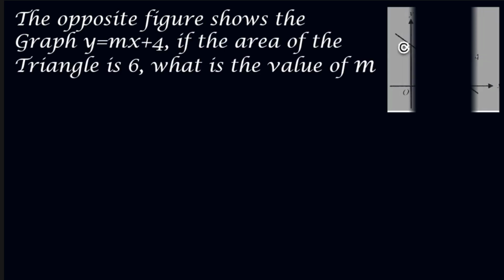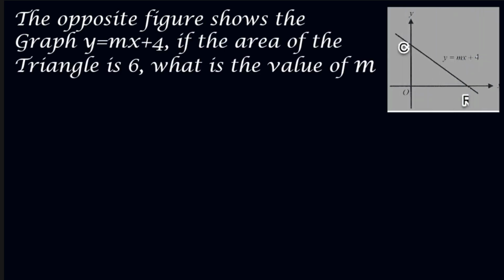Another example. We have here a figure. It's a line. Its equation equals mx plus 4, and we have 2 points, C and F, on the straight line. He said if the area of the triangle is 6, what is the value of m? He wants to find the value of the slope of the line, and these are the choices.